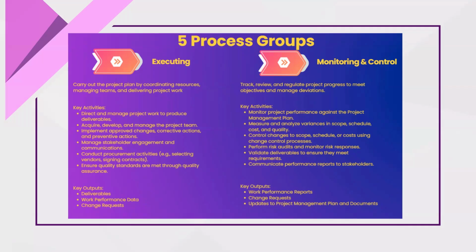Right. So the purpose of this monitoring and control group is to compare actual performance against the baseline and make adjustments to keep the project on track. And key outputs here: work performance reports, change requests, and updates to the project management plan and documents. So executing is just a summary of this slide. Executing is about doing the work, while monitoring and controlling is about checking the work and adjusting as needed. Okay, so together they both ensure the project delivers value while staying within scope, time, and budget.